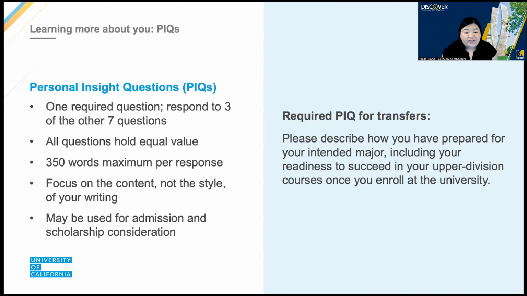For the remaining 7 questions, there is a 350 word max limit for the PIQs. And don't worry about the wordiness, right? We're not looking to make sure that you've reached that 350 word count. When we're looking at your PIQs, we're really looking at the content and the context of the information that you provide us. We do have a PIQ guide on the UC website that you can utilize to help you formulate your responses. So we'll drop the link in the chat in just a second here for you to take a look at.